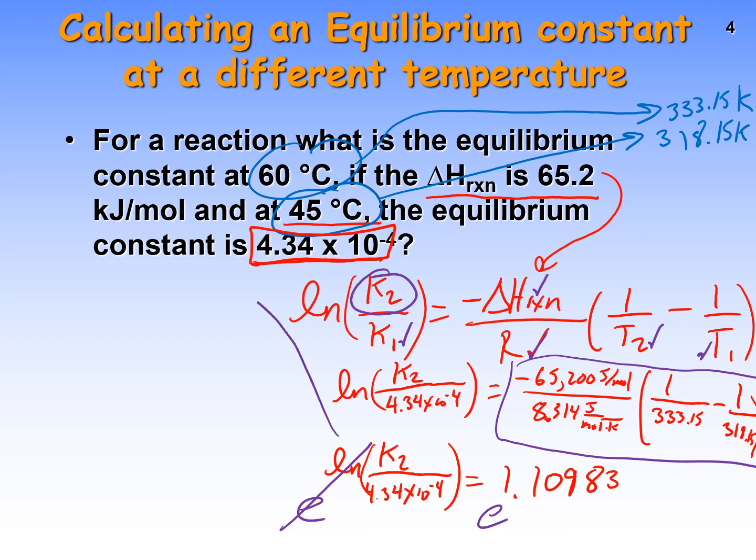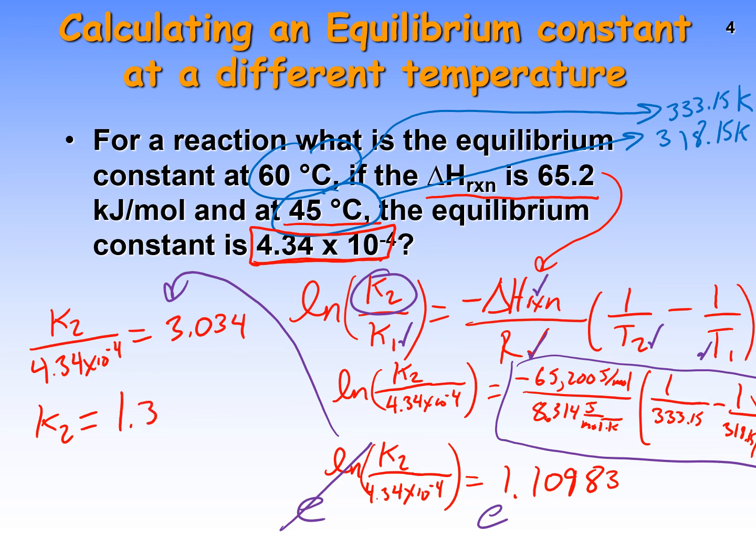So let's move our stuff up here. So now I have K2, the equilibrium constant I want, over 4.34 times 10 to the negative 4 is equal to 3.03. And all I need to do now to solve for K2 is multiply both sides by 4.34 times 10 to the negative 4, which gives me 1.32 times 10 to the negative 3. And this is my equilibrium constant at this temperature.